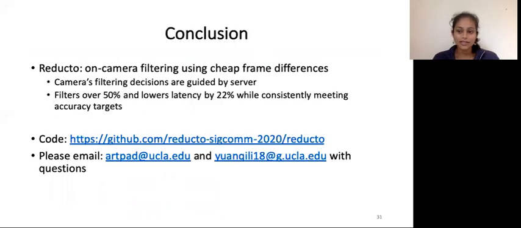To conclude, Reducto filters frames on cameras using cheap frame differencing techniques. This is enabled by a camera server architecture to split light and heavy work, and the result is that Reducto filters out over 50% of frames and lowers latency by 22% while consistently meeting accuracy targets.